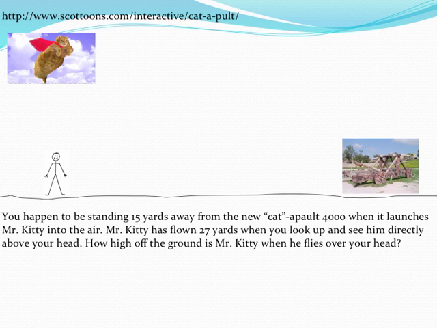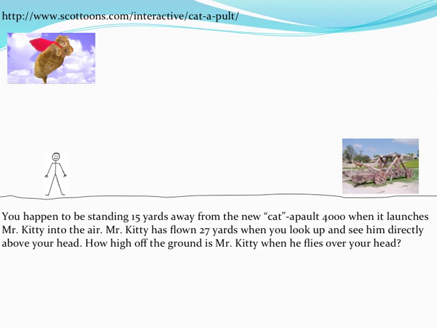And here's a word problem that we might use the Pythagorean theorem to solve. It says you happen to be standing 15 yards away from the new Catapult 4000 when it launches Mr. Kitty into the air. Mr. Kitty has flown 27 yards when you look up and see him directly above your head. How high off the ground is Mr. Kitty when he flies over your head?